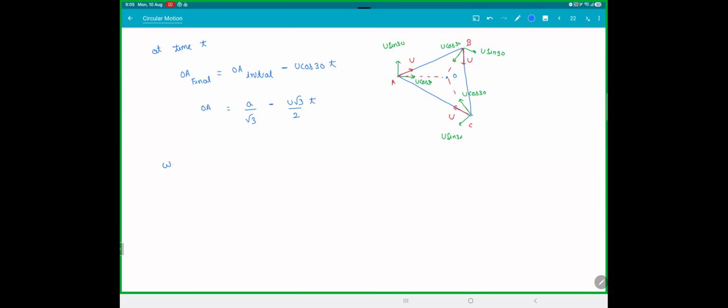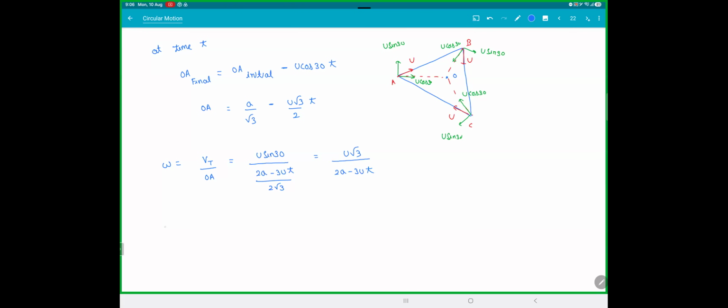And your angular velocity will be v tangential by OA. And v tangential is u sin 30 by this guy. Multiply, this will be 2a minus 3ut by 2√3. Simplify this further: u√3 by 2a minus 3ut. This is your angular velocity at time t, which is changing, which is not constant.